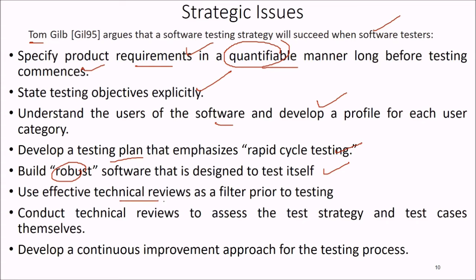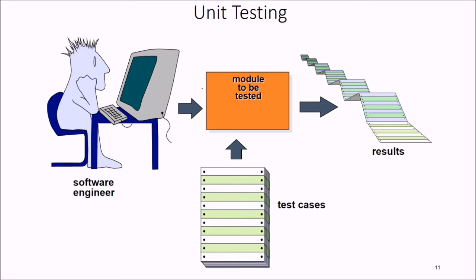Effective technical reviews act as a filter prior to the testing. So before testing is done, the reviews should be done properly. And we conduct technical reviews to assess the test strategy and test cases themselves, whether the test strategy is okay or the test cases are made properly or not. And then a continuous improvement approach should be adopted for the testing process.